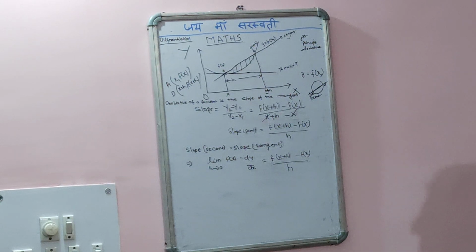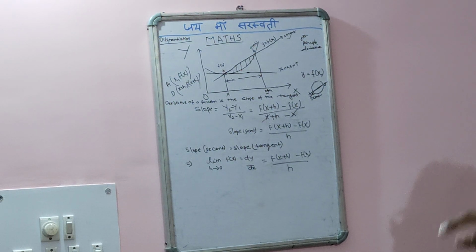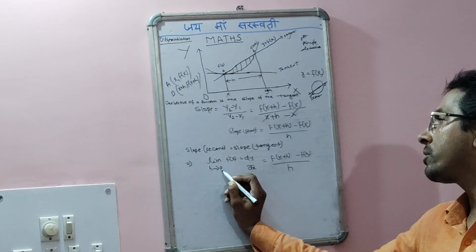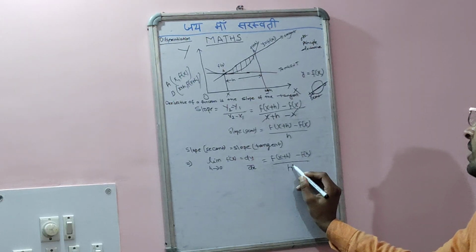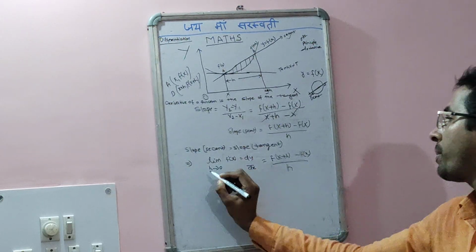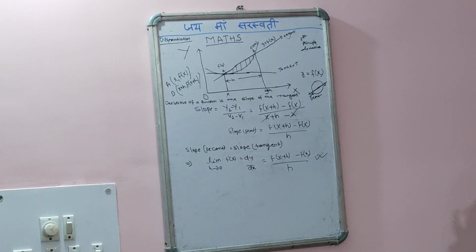So this is a very important formula in the field of derivatives. We had applied the limit here. Limit means we do not know the point at which h becomes 0, but it is certain that at a certain point h will become 0. So we applied limit h tends to 0, f dash x is equal to dy by dx is equal to (f(x + h) minus f(x)) by h. This is a very important formula, and this is called the first principle of derivative.